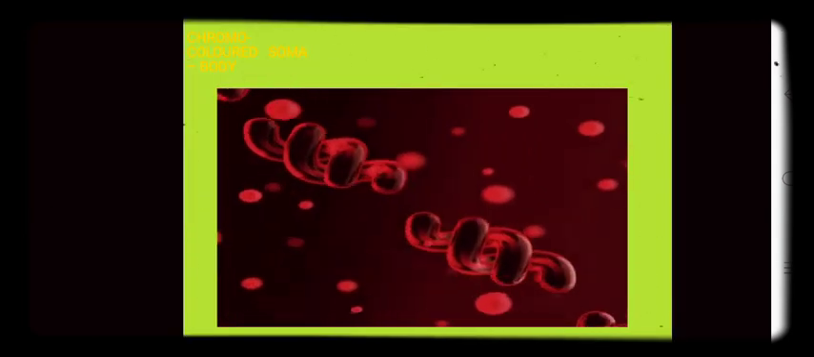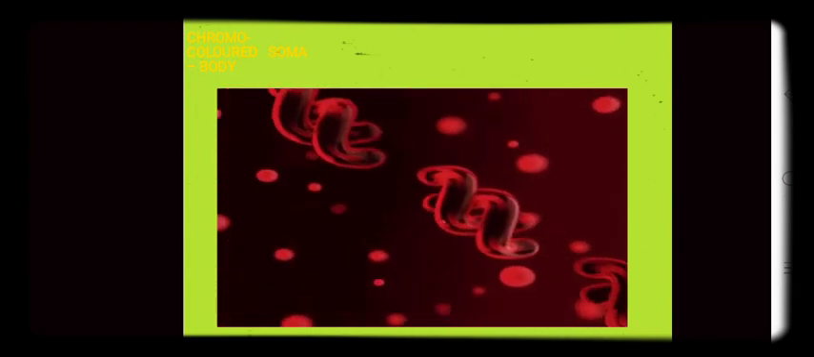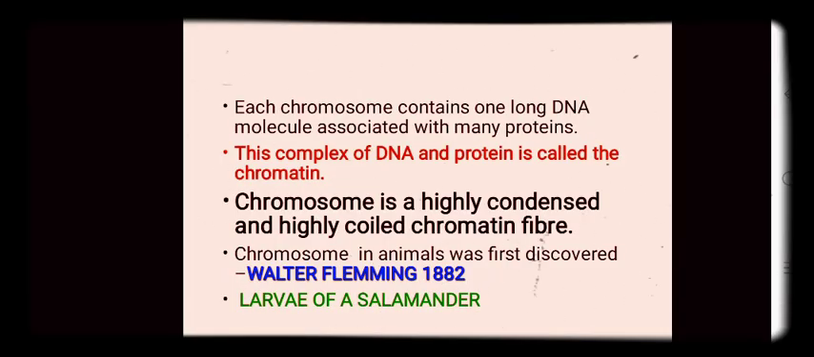So let us understand the meaning of chromosome. Chromo means colored and soma means body. So a colored body. So chromosome means a colored body. Each chromosome contains one long DNA molecule associated with many proteins. This complex of DNA and protein is called the chromatin. So what is chromosome? Chromosome is a highly condensed and a highly coiled chromatin fiber.